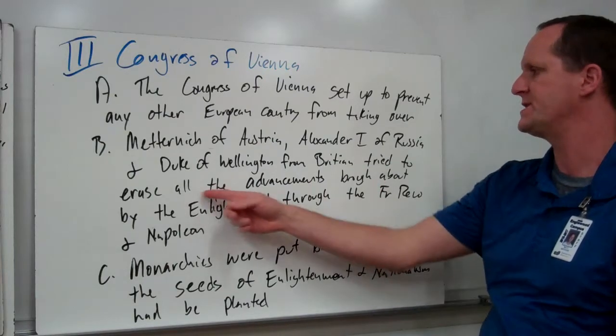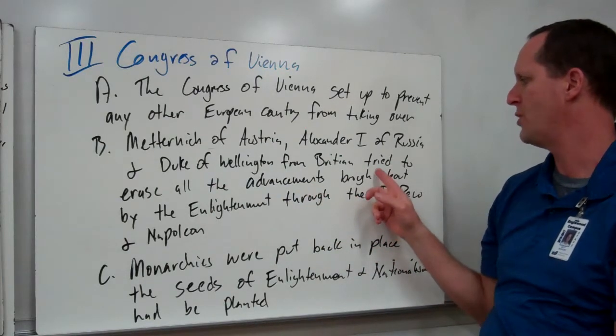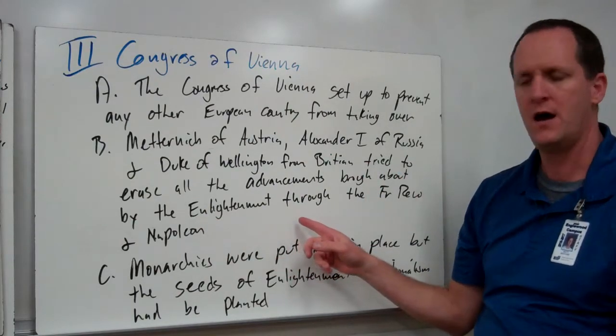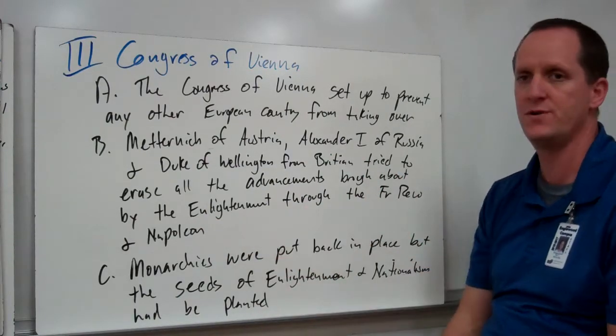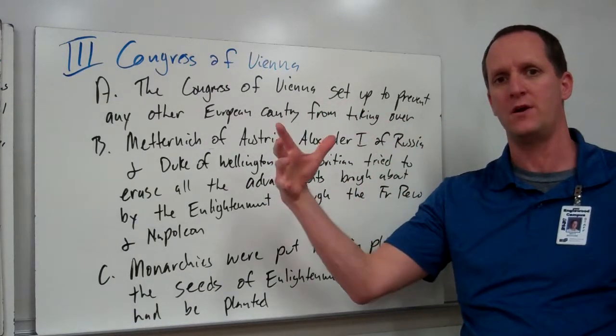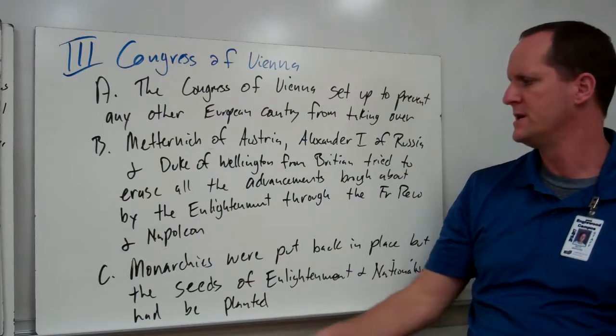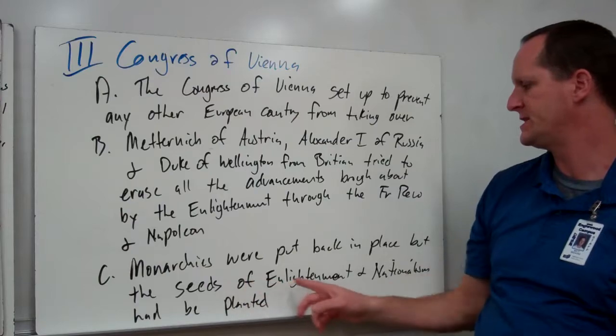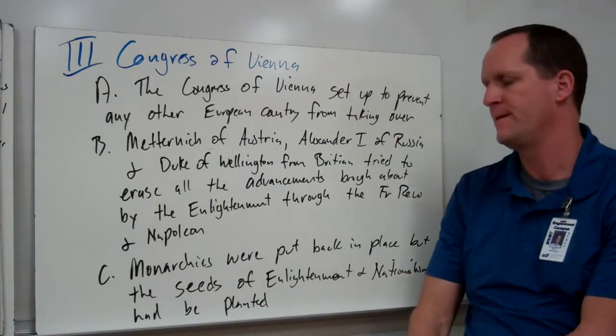And they tried to erase all the advancements brought about by the Enlightenment and through the French Revolution and Napoleon. So as Napoleon and the French Revolution spread throughout Europe, so did many of the ideas. The monarchies were put back into place, but the seeds of the Enlightenment and nationalism had been planted.